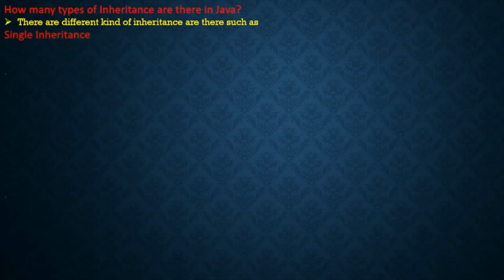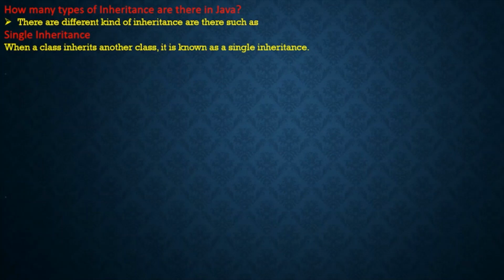Okay, let's talk about single inheritance. What do you mean by single inheritance? When a class inherits another class, it is known as single inheritance. For example, think of a base class, animal. Animal has a make sound method, and the derived class is the dog class, which extends from the animal class. That relationship is single inheritance, because the dog class is inheriting from one single class, the animal class.